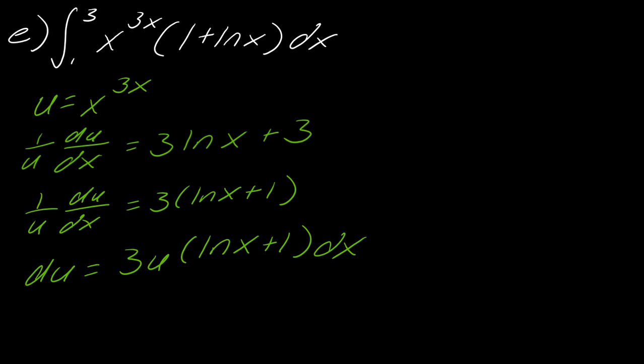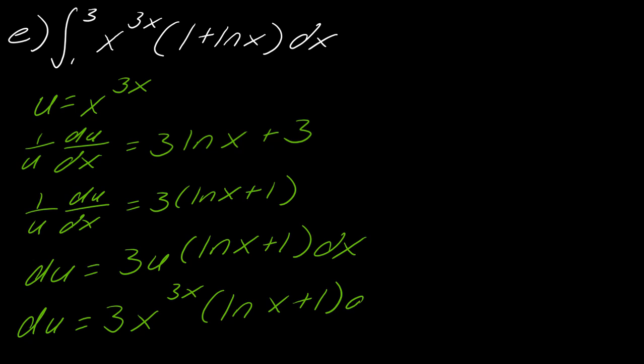Okay, so it doesn't make sense to have a u in this, right? This whole side was supposed to just be x's. So now what we have to do is actually replace this u back into the problem. So what I get is that my du equals 3x to the 3x times the natural log of x plus 1 dx. And so this is what I mean by this is tricky and surprising.